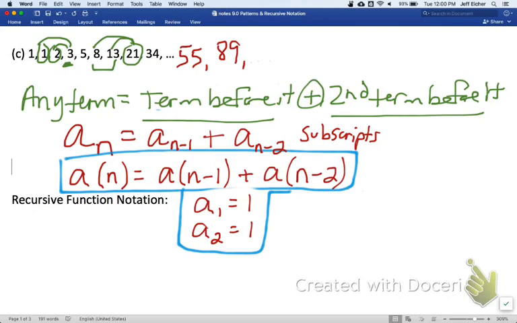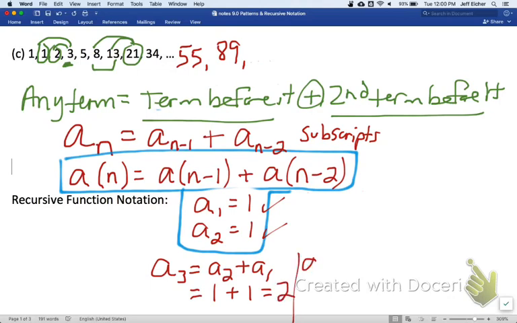So let me just show you a couple examples. If we want the third term, we would take the second term plus the first term, and the second term is defined as 1, and the first term is defined as 1. So we would get 2 for our third term. Our fourth term would be the third term plus the second term. Our third term we just found is 2. Our second term is defined right here, which is 1. So our fourth term in the Fibonacci sequence is 3.